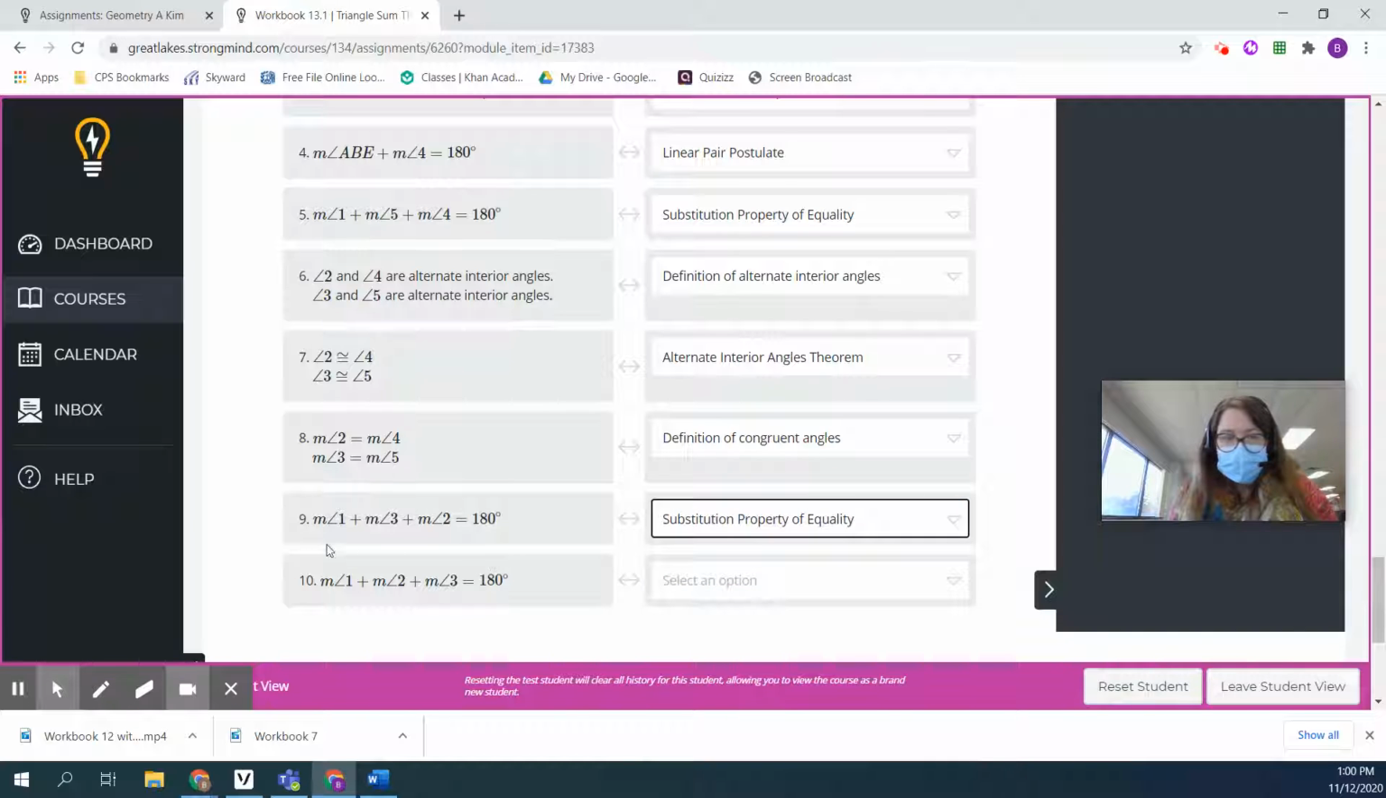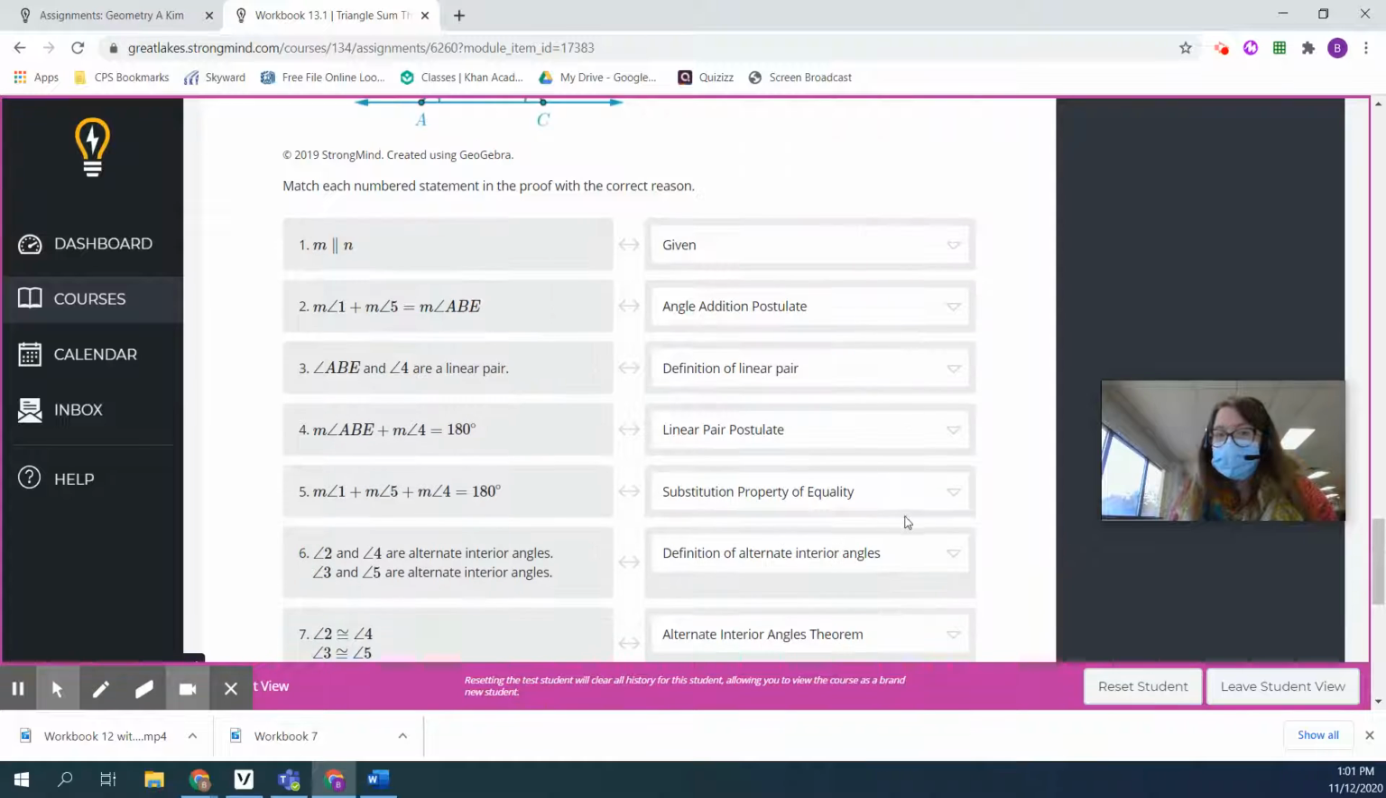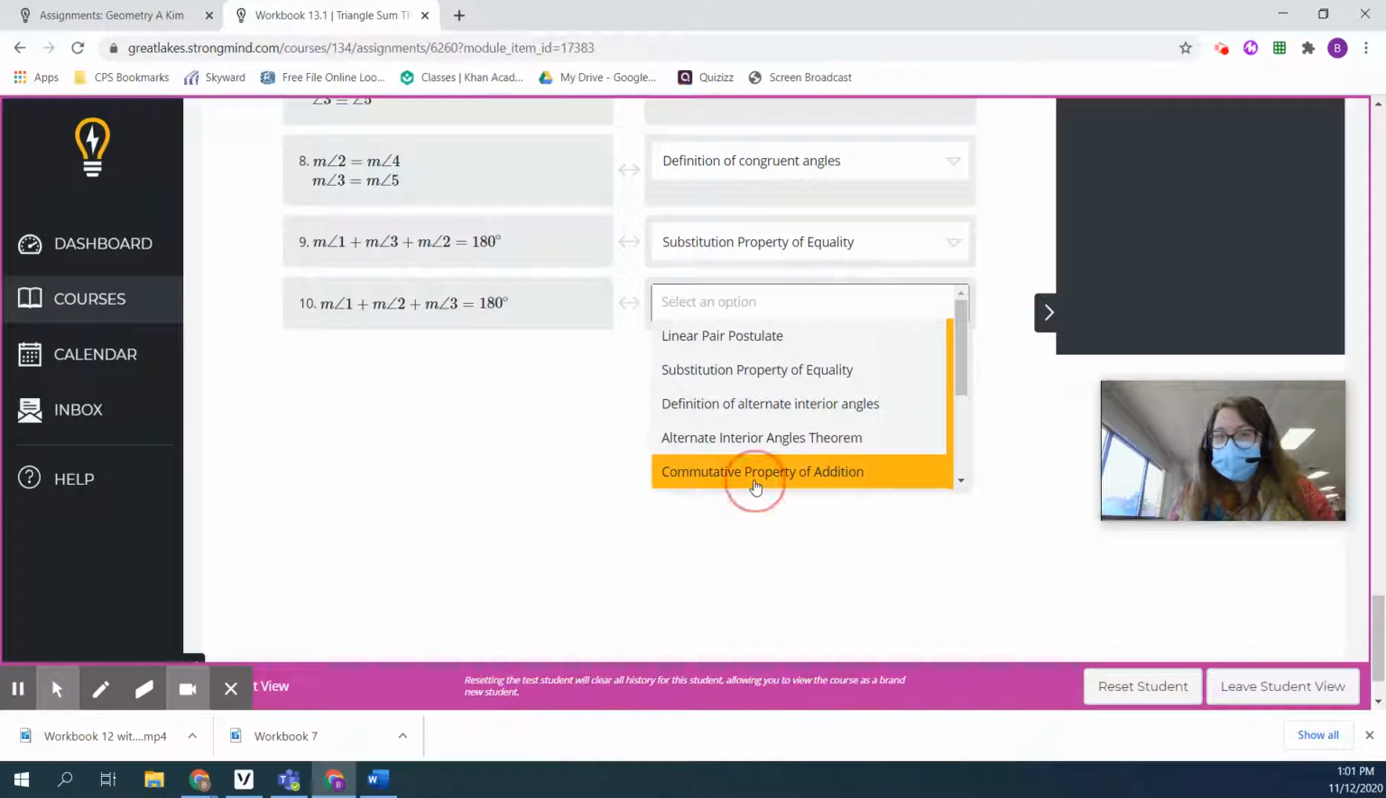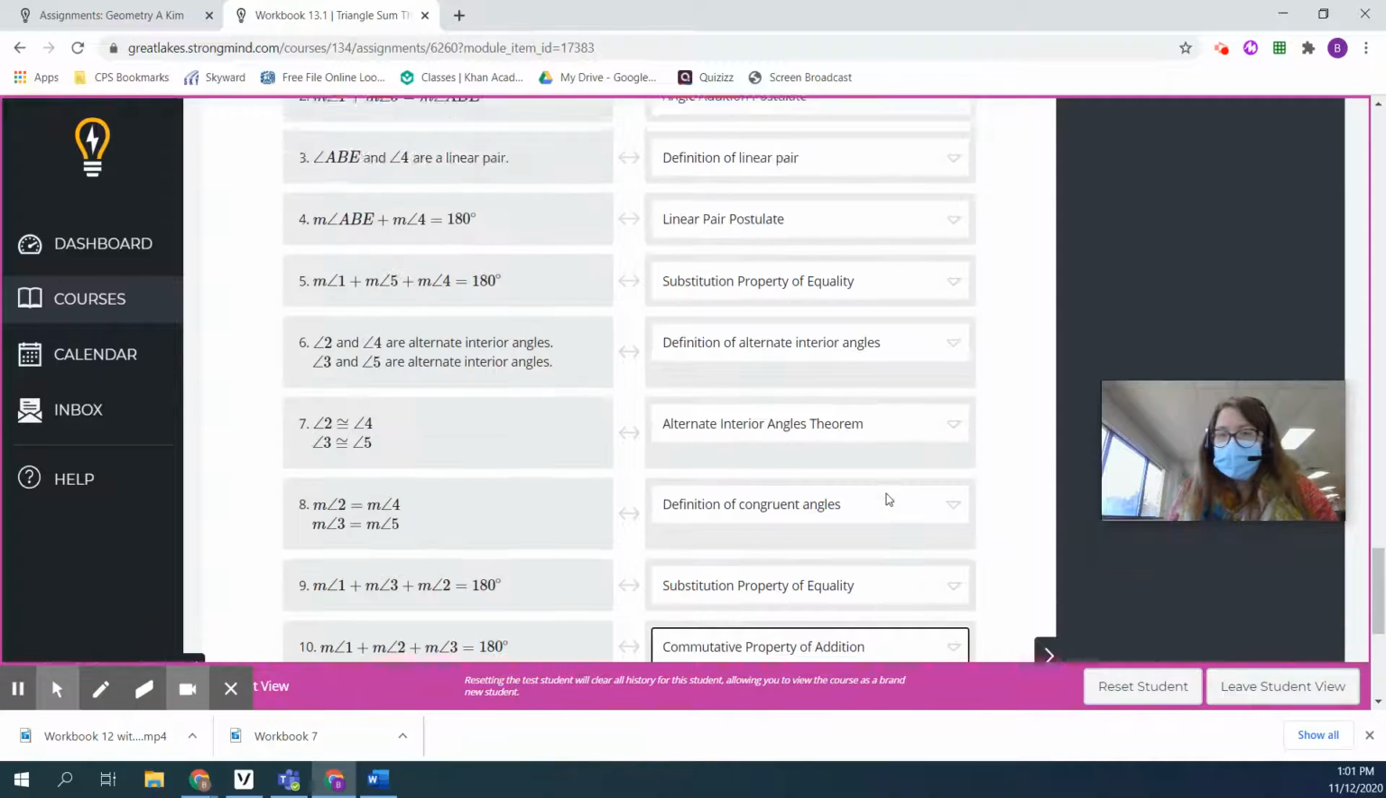The reason we can do that is because right here we had 1, 5, and 4. We already had 1. 3 was the same as 5, so instead of 5, we put 3. 2 is the same as 4, so instead of 4, we put 2. And then we just have to change the order, which is the commutative property of equality, of addition, I should say. And then we get that.